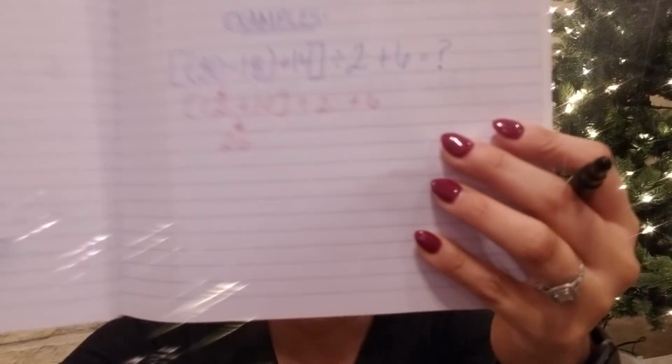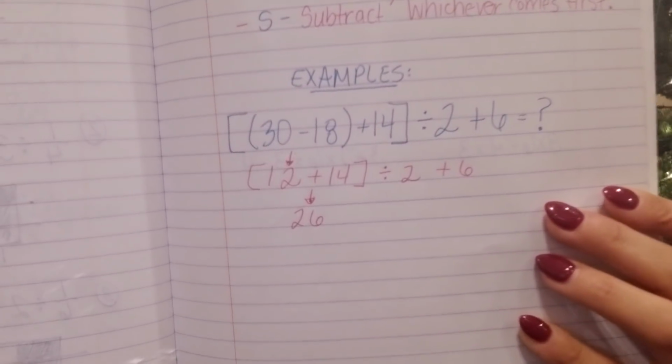And again, I'm going to draw a little arrow down from the plus sign, just a little arrow, and 12 plus 14. So 10 and 10 gives me 20, and then 2 and 4 gives me 6, so that gives me 26. Okay, just like that. That gives me 26.